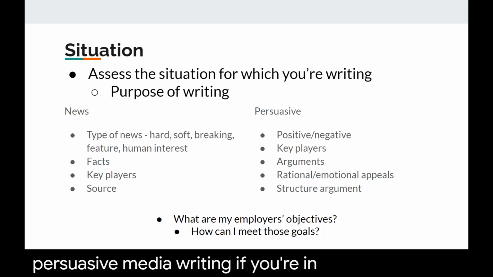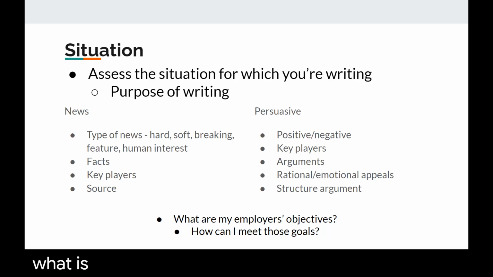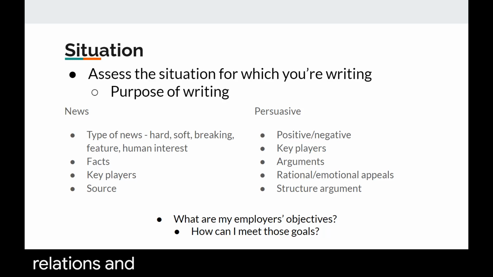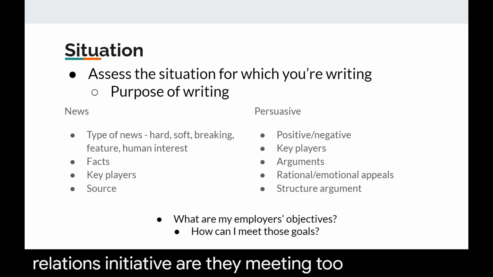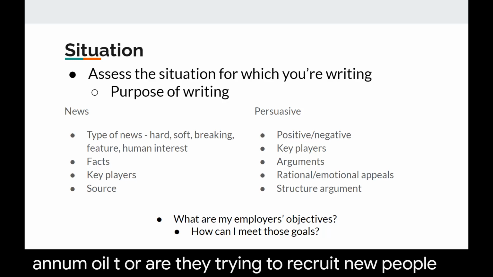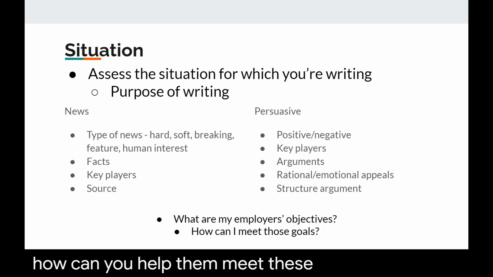If you're in PR, for example, what is your employer hoping to get out of this public relations initiative? Are they needing to gain brand loyalty? Are they trying to recruit new people? How can you help them meet these goals? So that's how you address the situation.